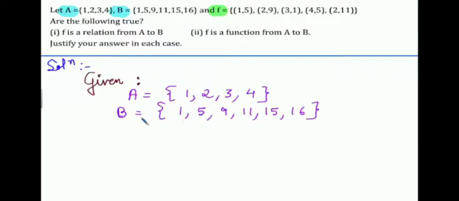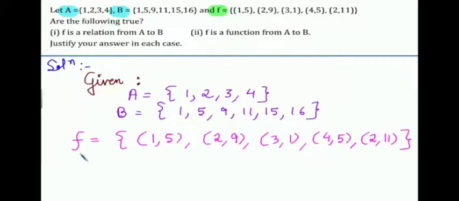Now moving to our next question. Let A = {1, 2, 3, 4}, B = {1, 5, 9, 11, 15, 16}, and function f = {(1,5), (2,9), (3,1), (4,5), (2,11)}. Are the following true? Question number 1. f is a relation from A to B. Here the function is given: (1,5), (2,9), (3,1), (4,5) and (2,11).